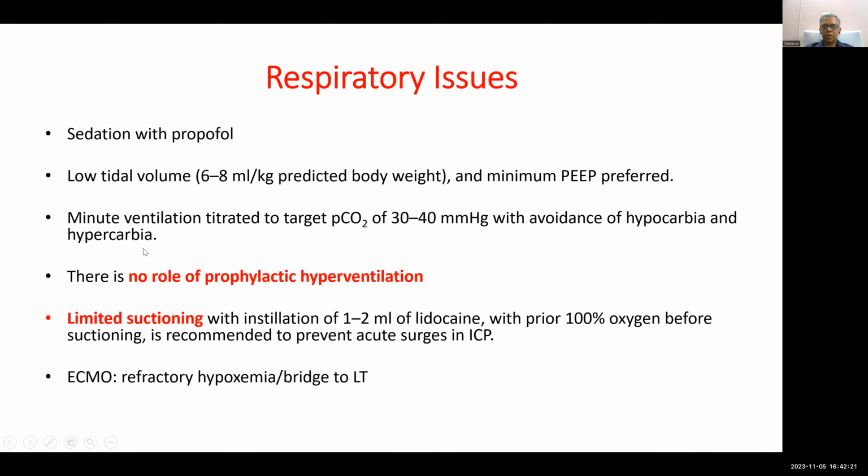There is another concept: do I prophylactically hyperventilate my patient? There is no benefit of prophylactic hyperventilation, so you maintain your target PCO2 between say 30 to 40, as you would in any routine critically ill patient. You need to avoid both hypocarbia and hypercarbia, because both are associated with major problems. If you hyperventilate too much, the PCO2 goes down and cerebral blood perfusion also goes down, which is going to cause harm to your patients. Data suggests no real benefit of prophylactic hyperventilation.